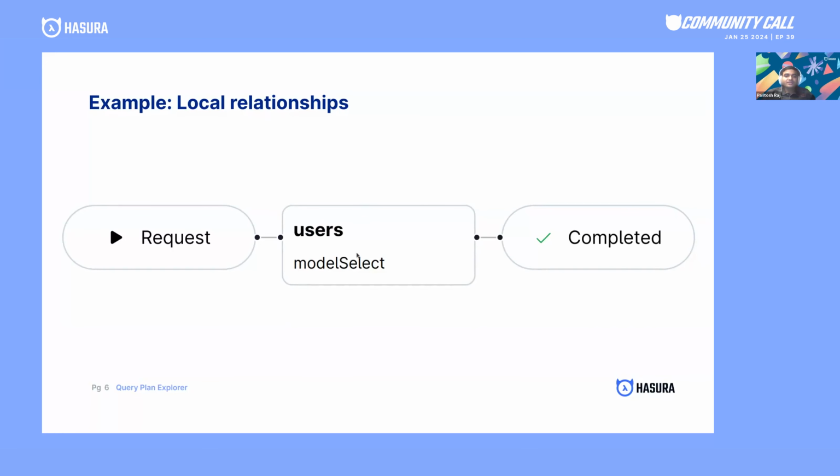And you can click on this model select and see what that query is, what the actual execution plan is, and the SQL query. Like if it is backed by Hasura Hub Data Connector, then you can see the execution plan and the SQL query, and you can also analyze the SQL explain.